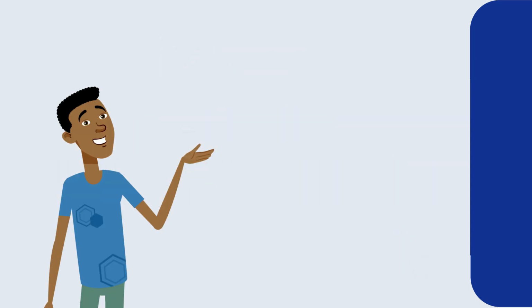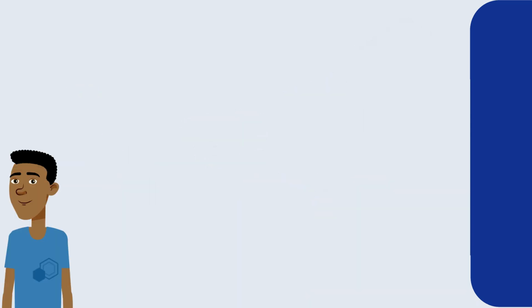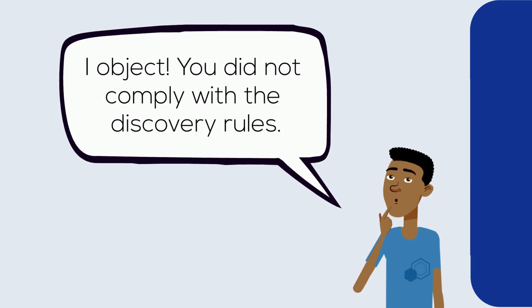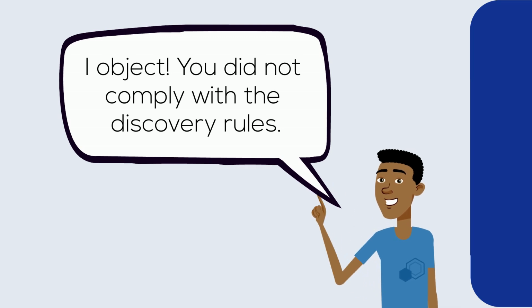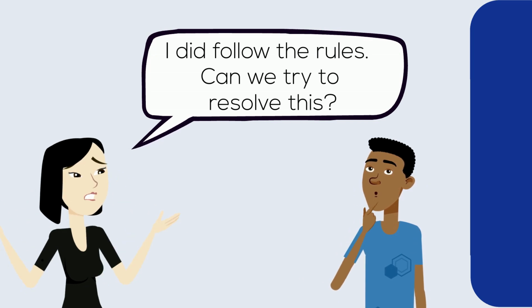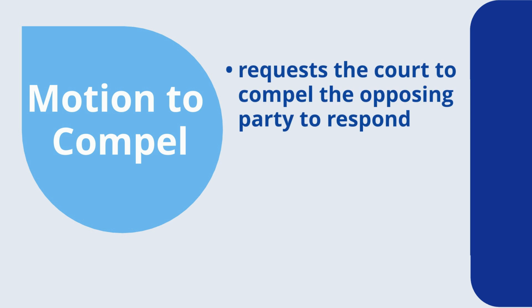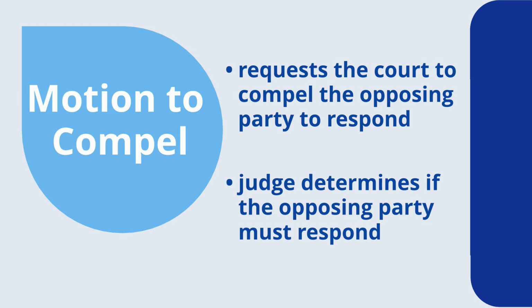Your opposing party will serve their discovery responses and documents to you and file a certificate of service of those responses with the court. Your opponent may object to some of your requests on the grounds that they did not comply with some aspect of the discovery rules. If you disagree, you should first try to resolve the dispute informally in writing. If the opposing party refuses to withdraw the objection, you can file a motion to compel, requesting that the court compel the opposing party to respond. The judge will determine whether the opposing party must respond.